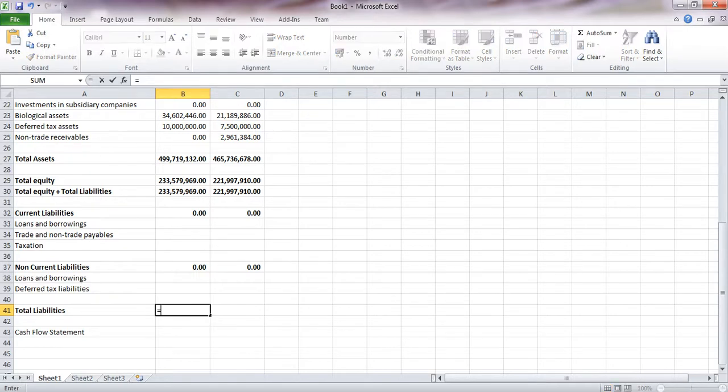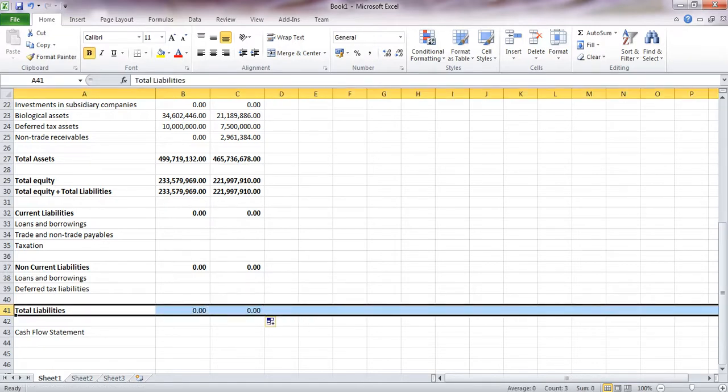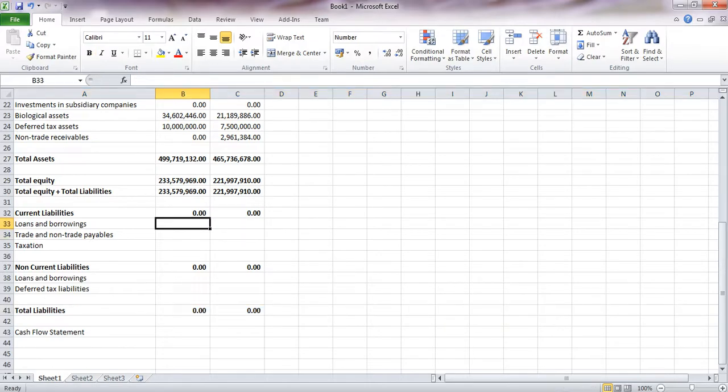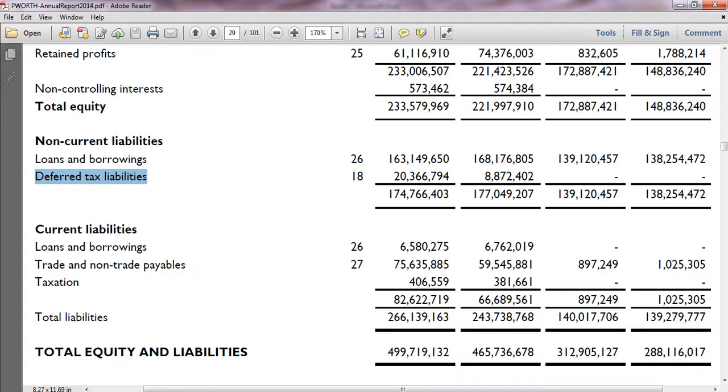And of course, the total liabilities is always equal to these figures. Current liabilities added with non-current liabilities, so I just add them together. Oh, sorry, not move. I just drag over here, copying the formula to another cell. Maybe I just simply copy over here.